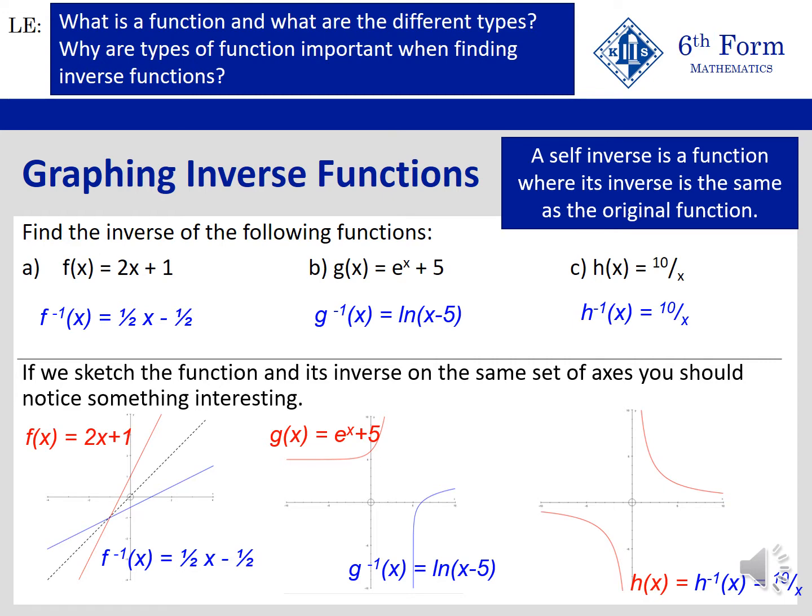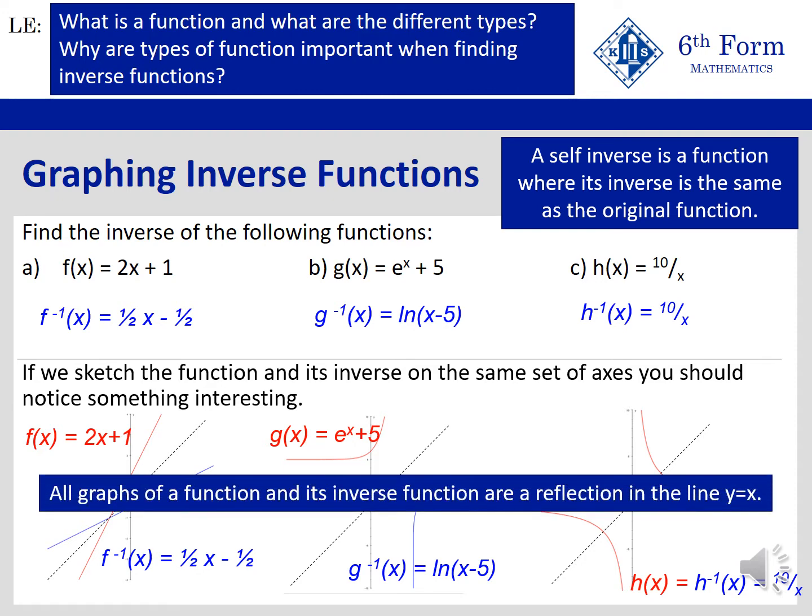So in all of these cases, there is a reflection in the line y equals x. So f of x reflects onto f to the minus 1 of x in the line y equals x. G of x goes to the inverse of g. With h of x, it's a little bit different. It's actually symmetrical in that line already. So if we reflect it, we get the same curve, which is why it's coming out as being a self-inverse.